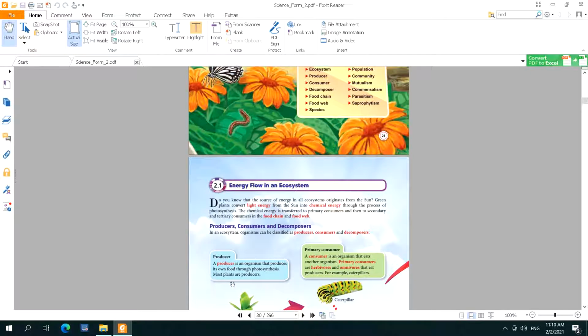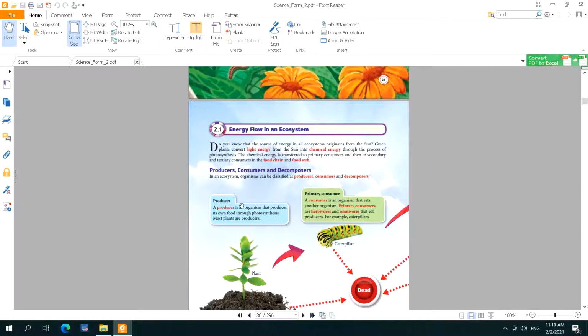We start with producer. In an ecosystem, organisms can be classified into three groups: producer, consumers, and decomposers. What is producer? Producer is an organism that produces its own food through photosynthesis. Why? Because plants have chloroplast organelle, and in the organelle they have chlorophyll that will trap or absorb sunlight, and then they will convert it into chemical energy. Most of the producers are plants.